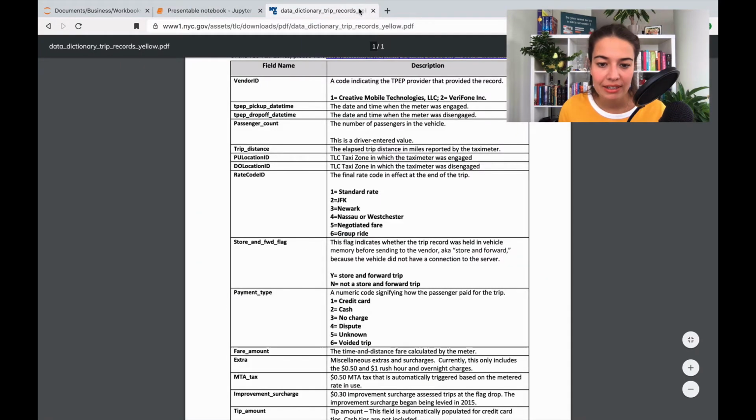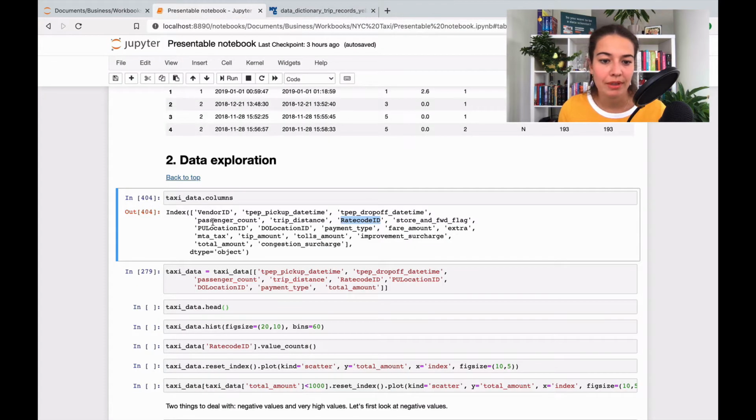Store and forward flag. Whether the trip record was held in vehicle memory before sending it to the vendor. I don't think that's very relevant to what I'm trying to do. Location ID is important, the pickup location ID, the drop-off location ID is important. Payment type, I kept it for now, so it's basically if it's credit card, cash, or anything else. This might not be very relevant in terms of predicting how much money a person is going to spend on a cab, but at the same time it's important when I want to clean the data. Let's say that there are some problems, then this will give me more information about the problematic data points. So that's why I'm keeping it.